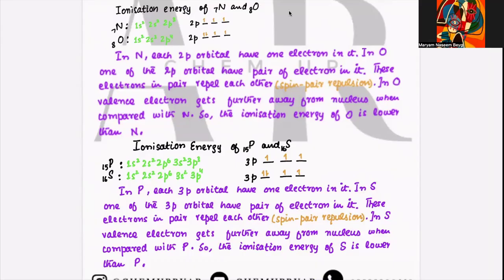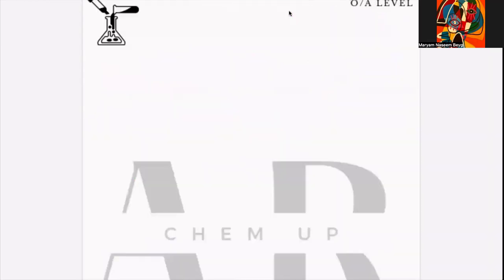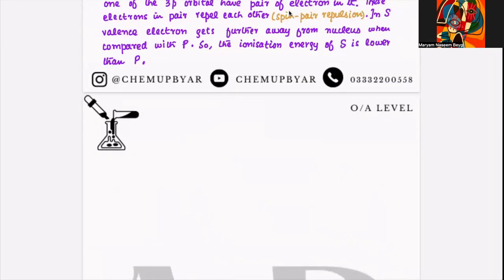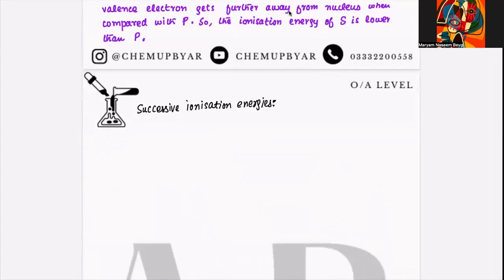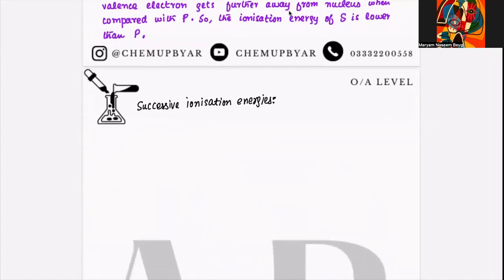Thank you. Okay. So the next thing that I'm going to discuss is about successive ionization energies. Successive ionization energy means after removing the first electron, we will remove the second one, then the third one, then the fourth one, and so on. Just leave the space, do it later.